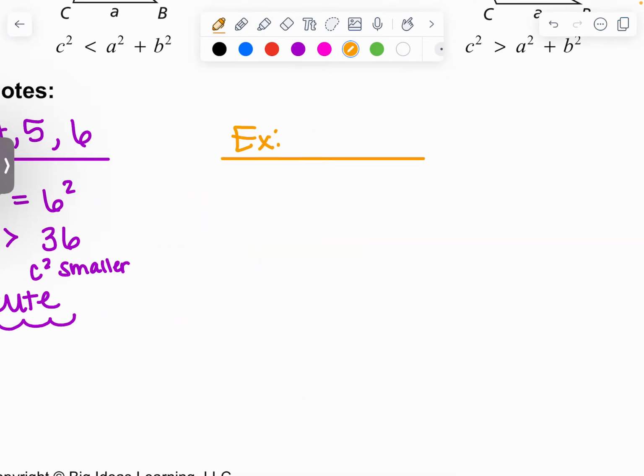All right, let's try this one. 10, 24, 26. Okay, what kind of triangle is this?